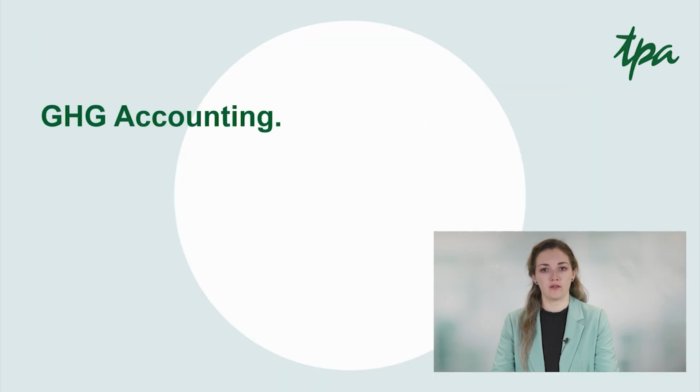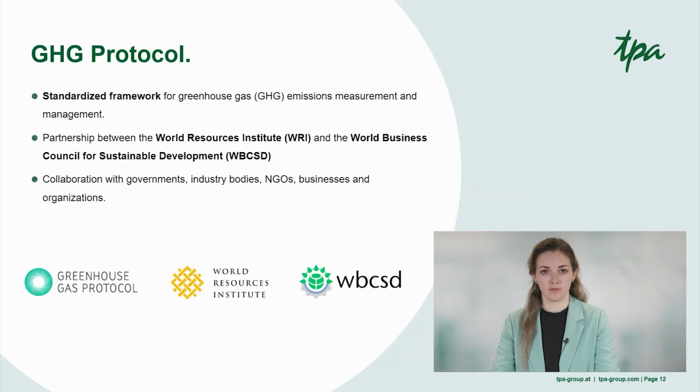We have just seen where the corporate carbon footprint is mapped in the ESRS and in GRI standards. Now it's about how do I get to my corporate carbon footprint. I need to do greenhouse gas accounting. One guideline on how to account is the Greenhouse Gas Protocol, which provides a standardized framework for measuring and managing greenhouse gas emissions. It is a partnership between the World Resources Institute and the World Business Council for Sustainable Development. It also involves collaborations with governments, industry associations, NGOs, companies, and organizations. The Greenhouse Gas Protocol includes various greenhouse gas accounting guidances for different audiences or sectors.